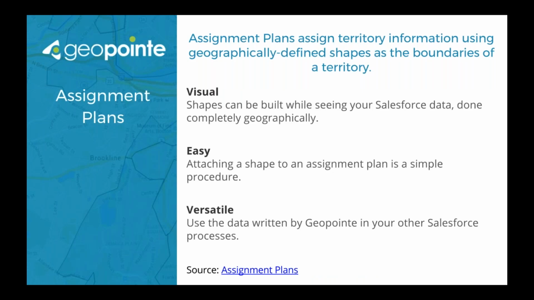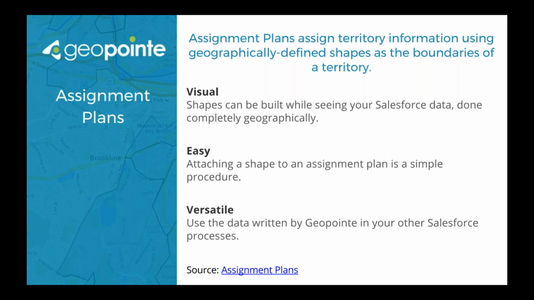So what does an assignment plan actually do? It is using the geographically defined shapes to then actually write this territory information onto your Salesforce records. And the advantages to that are that first, it's very visual. You get to build these shapes while looking at a map and defining it while you're looking at your Salesforce data, not just staring at a big long list.